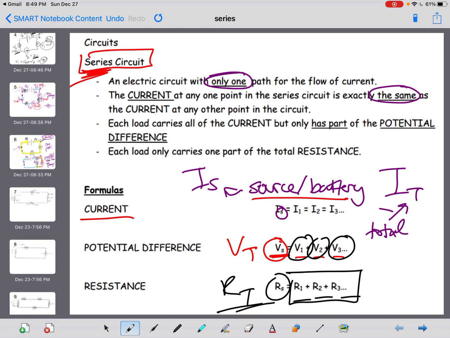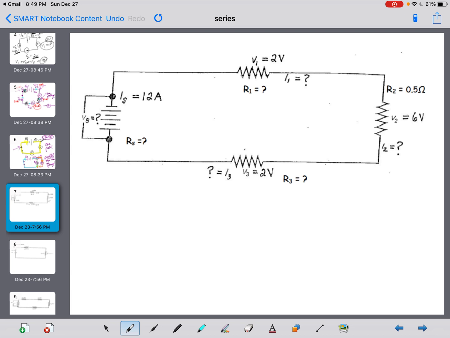Okay, so let's take a look at another example here. This is a very typical type of question that you would get. This is where some information is given and you have a bunch of question marks and you have to solve for the things that are missing. Actually, let's continue this in the next part.